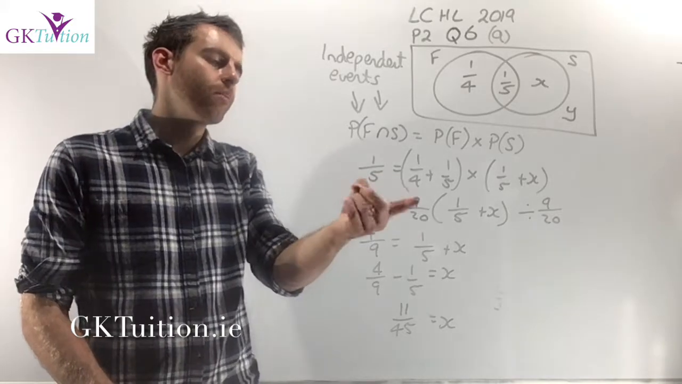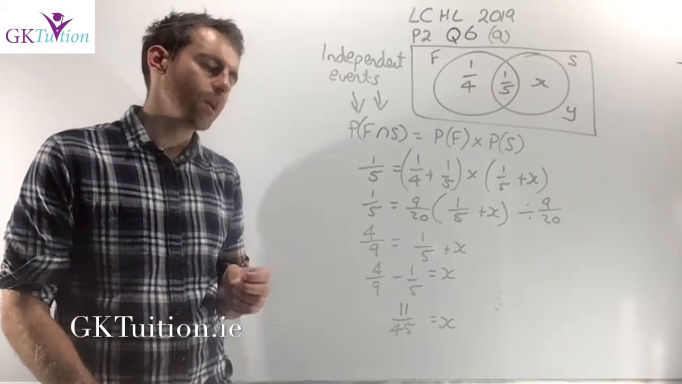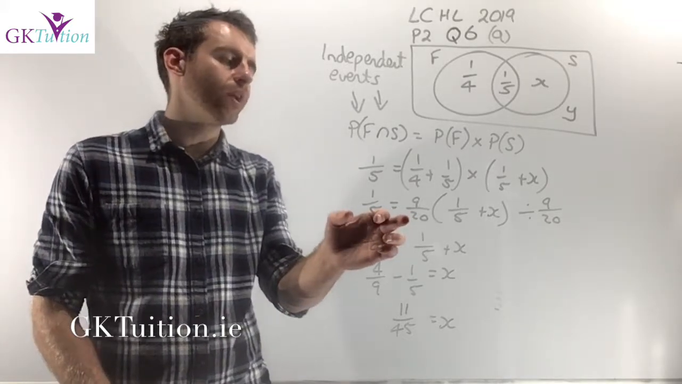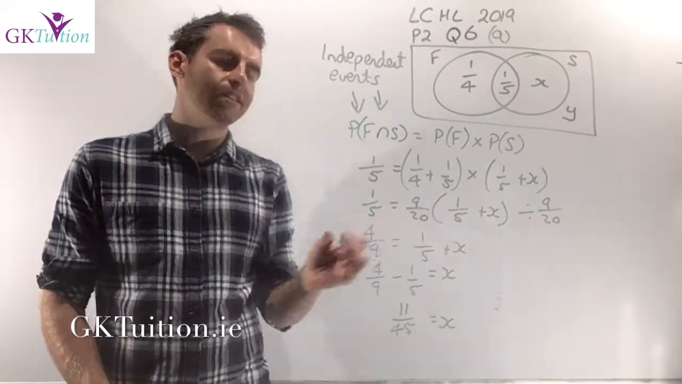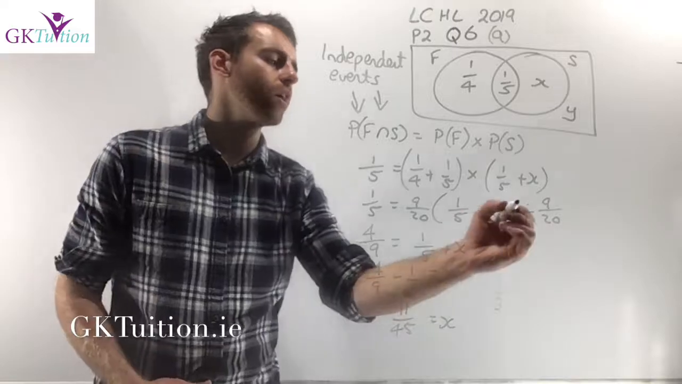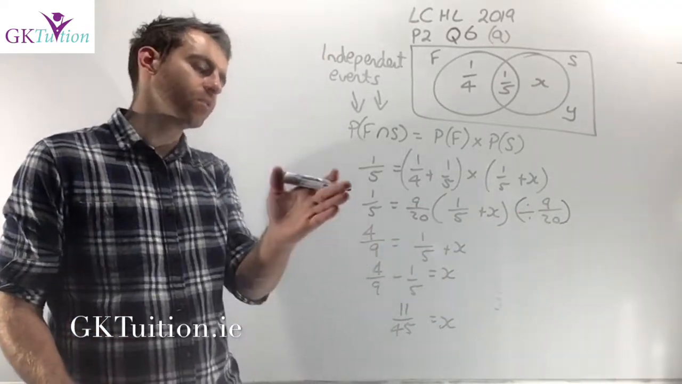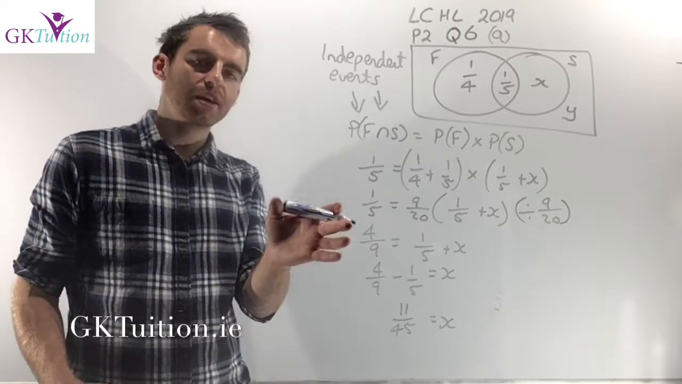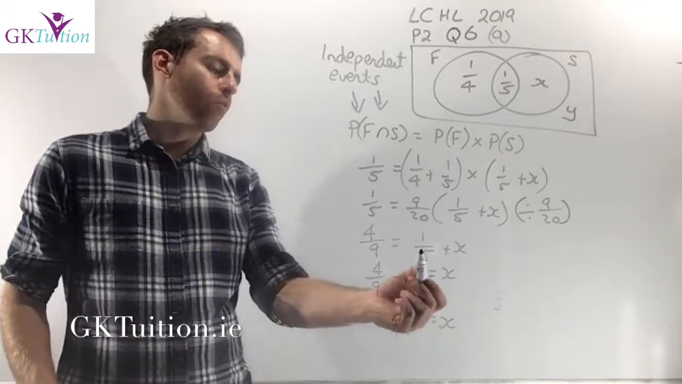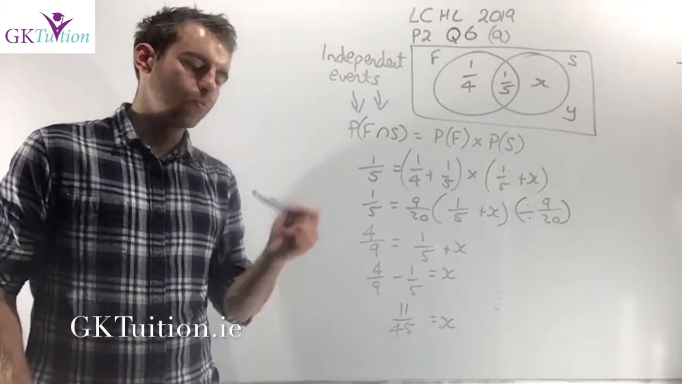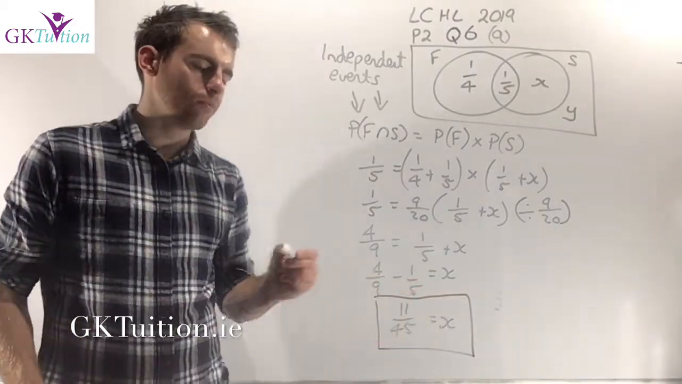All you have to do here, my next line I just added 1/4 plus 1/5, that gives me 9/20. So I've got 1/5 is equal to 9/20 multiplied by (1/5 plus x). So in order to isolate this bracket, I just divide both sides by 9/20. The left hand side is 1/5 divided by 9/20, you get 4/9. The right hand side I'm just left with the bracket. Now I've got 1/5 plus x on the right, so I just subtract 1/5 from both sides, and my value for x ends up as 11/45.